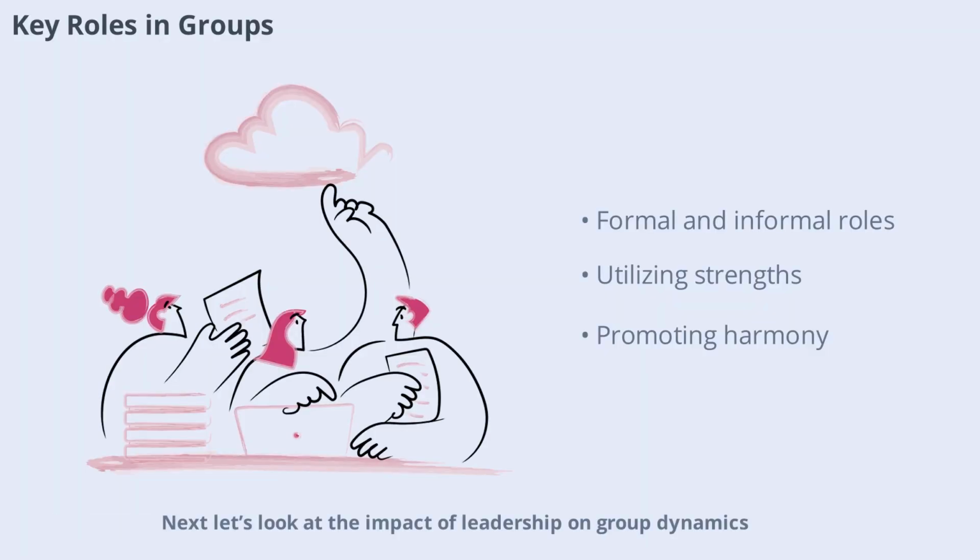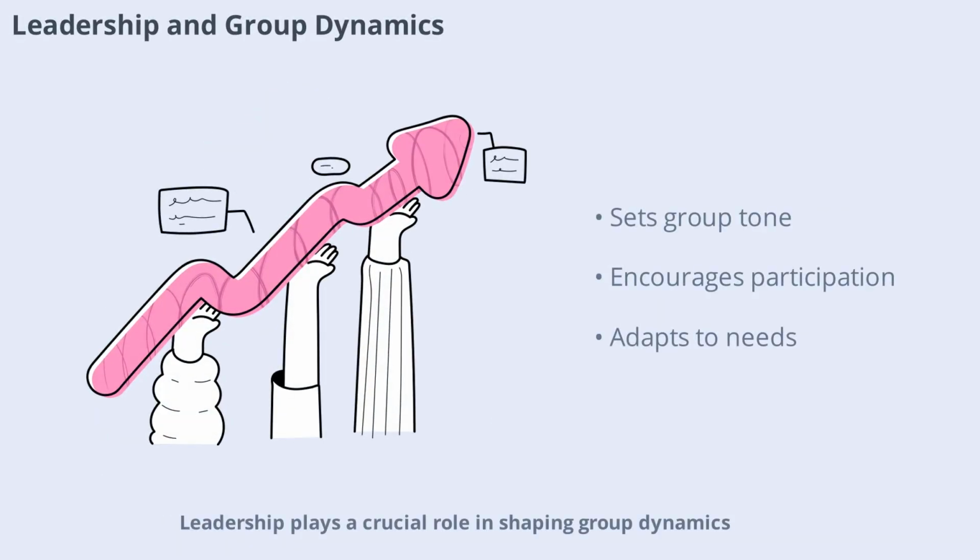Next, let's look at the impact of leadership on group dynamics. Leadership plays a crucial role in shaping group dynamics. Effective leaders set the tone for communication, decision-making, and conflict resolution. They inspire trust, encourage participation, and help the group stay focused on its goals. Different leadership styles can influence the group in various ways, from democratic approaches that foster collaboration to more directive styles that provide clear guidance. The best leaders adapt their style to the needs of the group and the situation.